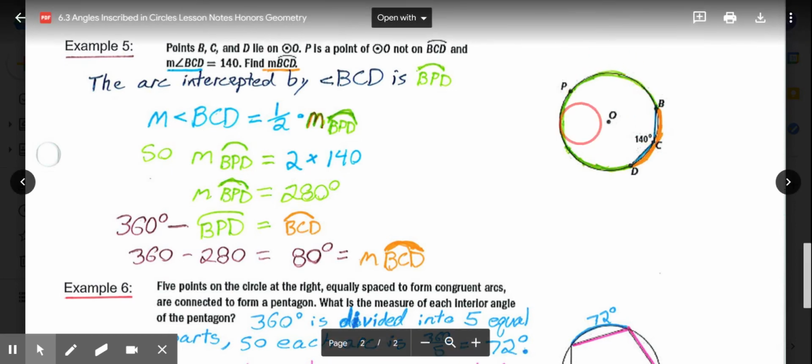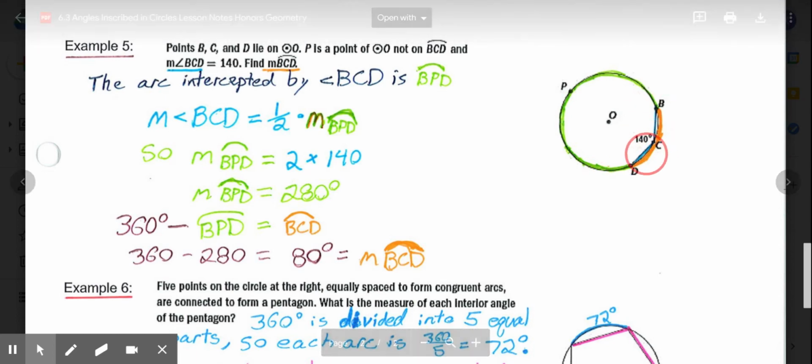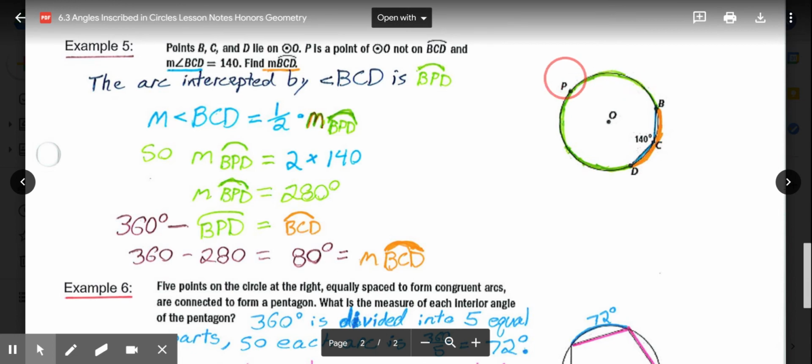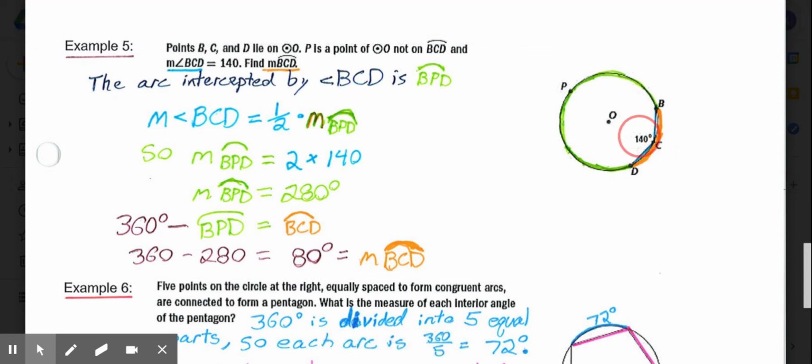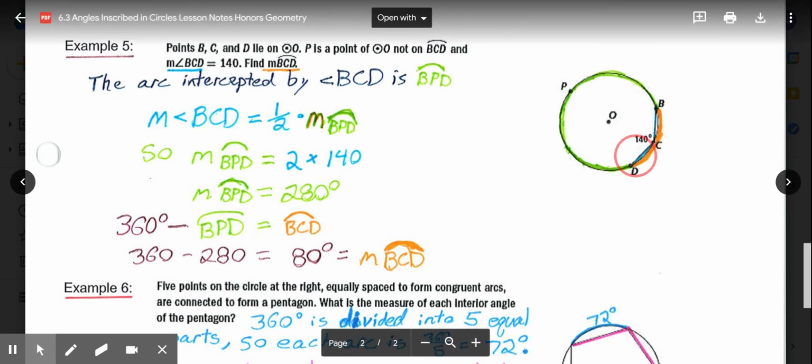We had circle O, we had B, C, and D on the circle, and then we had point P, which is not within that arc of BCD. Angle BCD was 140 degrees. So the arc intercepted by angle BCD here creates this whole big arc of BPD.